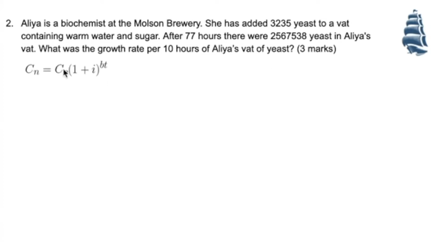Our formula is C sub n is equal to C sub 0 times (1 plus the growth rate i) to the power of bt, where b is 1 over the period, and the period is every 10 hours. So it's going to be 1 over 10. So b is 1 over 10 times our time, 77. So we're going to have 77 divided by 10, which is 7.7.